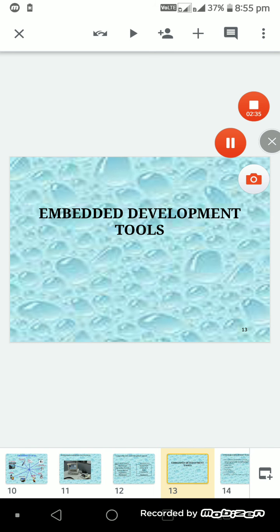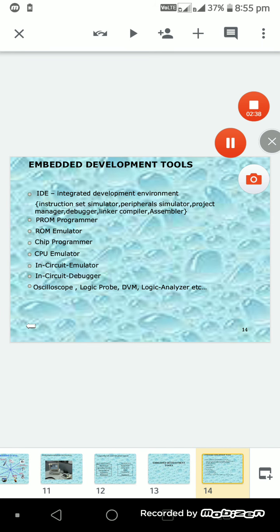Next, go for embedded system development tools. See that IDE, integrated development environment, that means for programming purposes, and also for storage and speed. The instruction set simulator, peripherals simulator, the project manager, debugger, linker, compilers, assemblers. That means we are writing a program. The programmer is built into the IC. When we dump the program to the IC, how do we interface the host and the controller?